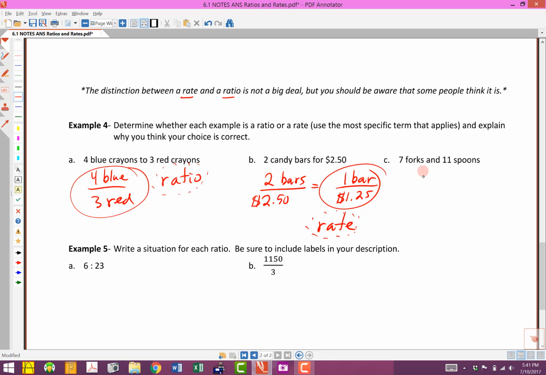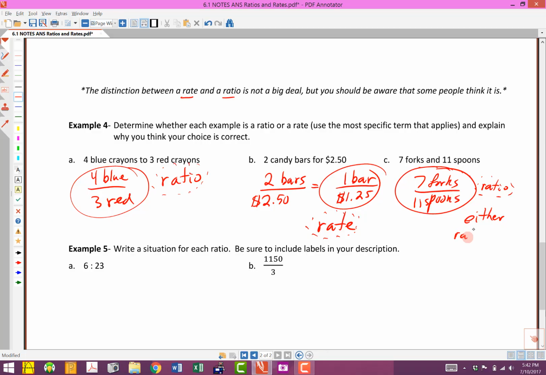And then on this one right here, we've got 7 forks to 11 spoons. Now, this is the simplified version. I'll go ahead and circle that. And then the question is, do we have a rate or do we have a ratio here? Gosh, I would take either. But if you had to be really specific, there would be a couple arguments. If we were to call this a ratio, we would call it a ratio because they're both utensils.